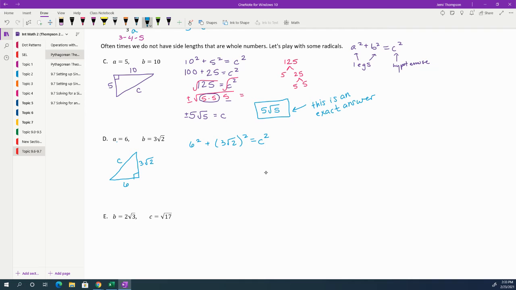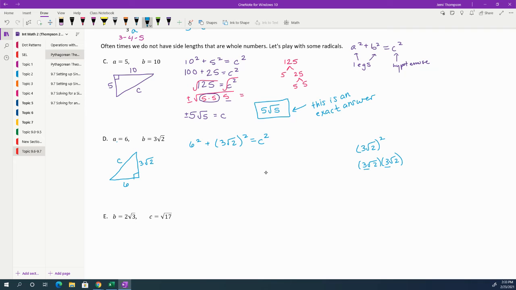Okay, when you start working out this problem, hopefully you notice that you have this number 3 radical 2 and you have to square the whole thing. When I'm squaring 3 radical 2, you can think of that in a couple of different ways. So I can think about taking 3 radical 2 and multiplying that by 3 radical 2.